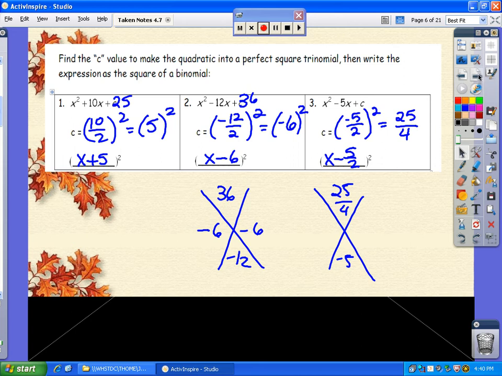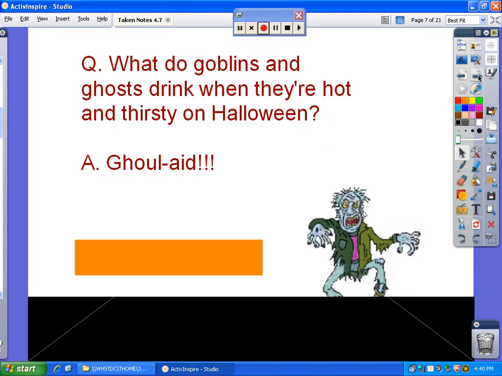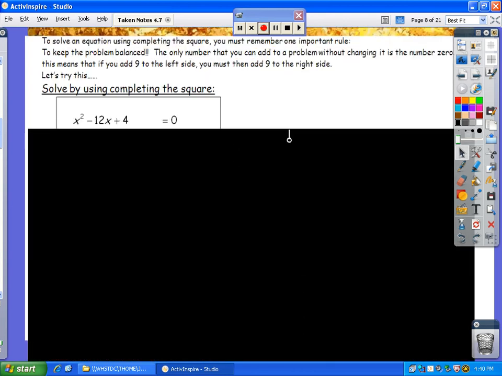Okay, so we're going to be using this technique to solve quadratic equations that can't be factored. All right, let's look at our first one. So here's our question. Now, the rule to this, let's go back up and look just at the words. You must keep your equations balanced. So whatever you add to one side of the equation, you have to add to the other side of the equation. So we can't get our equations unbalanced.